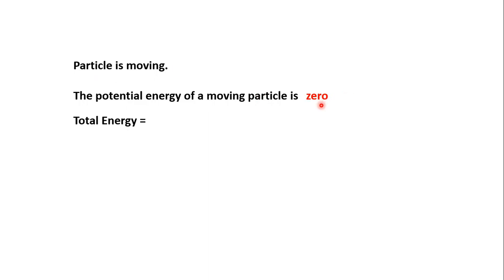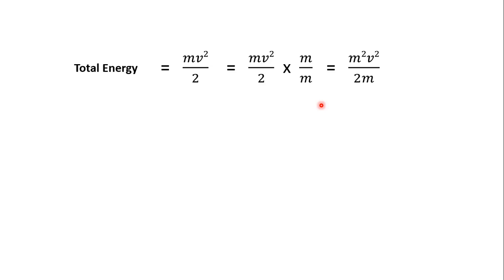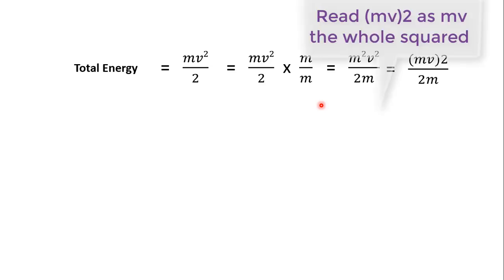Since the particle is moving, it will have only kinetic energy and the potential energy will be 0. And so the total energy will be equal to the sum of the potential energy plus kinetic energy. Since the particle is moving, potential energy is 0 and the kinetic energy is half mv square, and so the total energy is mv square by 2. Multiply the numerator and denominator by m and we will get m square v square by 2m, which is (mv) the whole square by 2m.